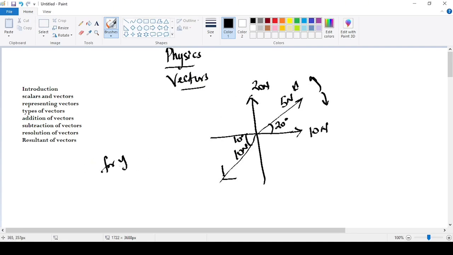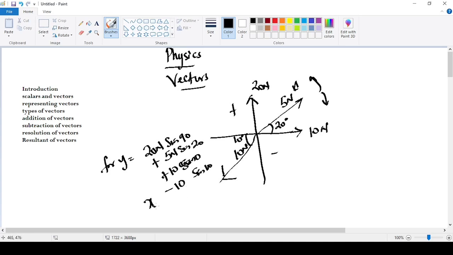For y components, we'll now look at the positive y and the negative y. So the positive y, we have 20 Newton sine 90 plus 5 Newton sine 20 plus 10 sine 0 plus, there's this 10 here. Then we have this other 10. That would be minus 10 sine 10. That's for the y component.